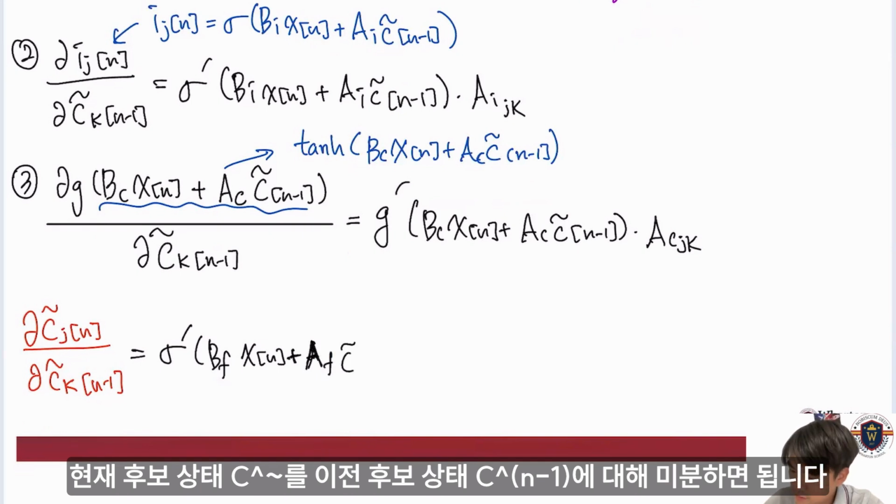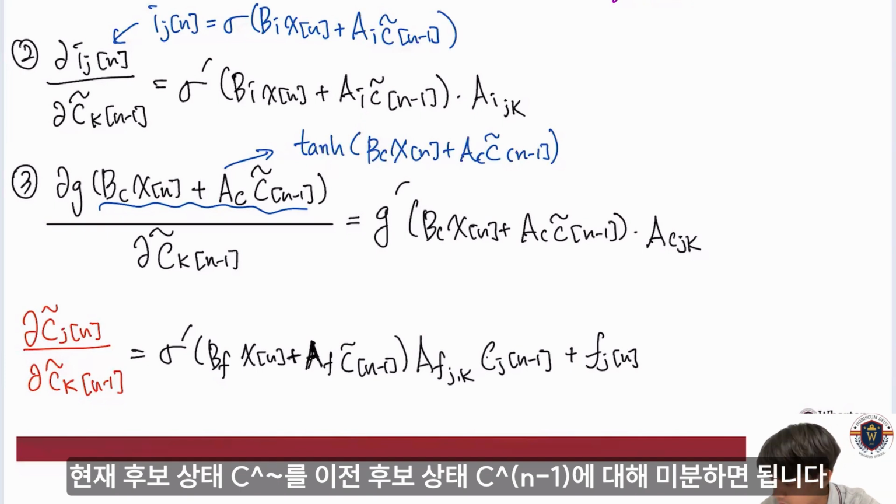So we can combine everything. Let's see if this makes sense. The derivative of the sigmoid function of Bf Xn plus Af C tilde n minus 1, multiplied by the jkth entry of matrix Af, the forget gate, multiplied by Cj n minus 1, plus Fjn, and this is the Kronecker delta we defined earlier, in place of Cj with respect to the candidate state of K. So this is the Kronecker delta.